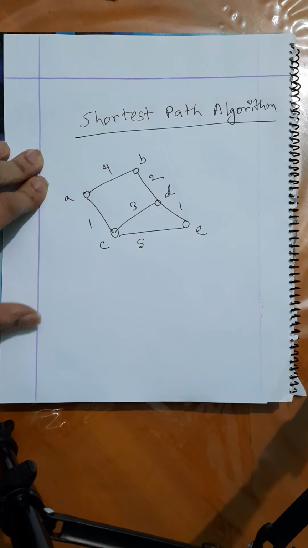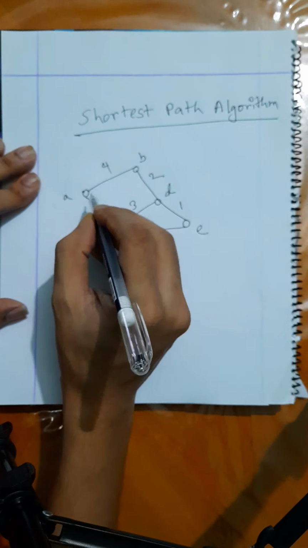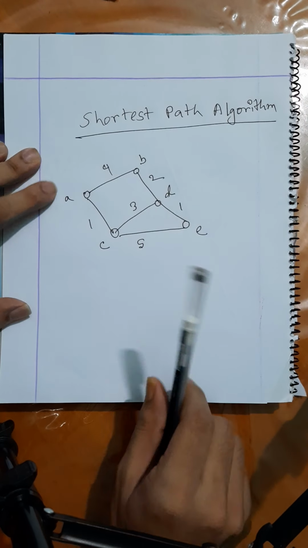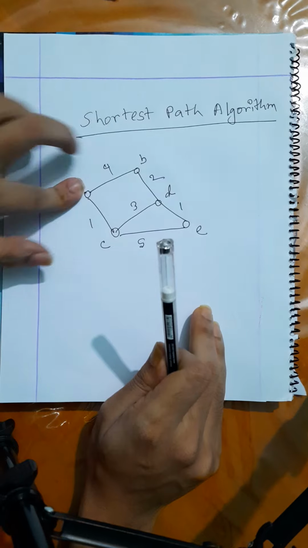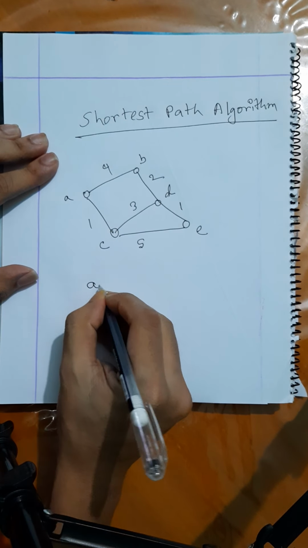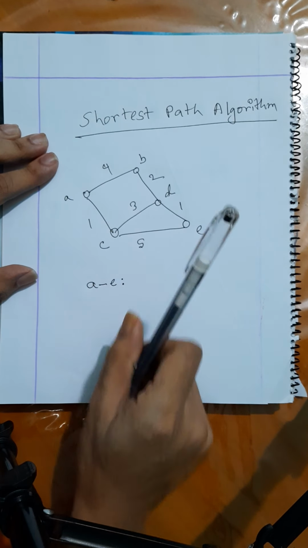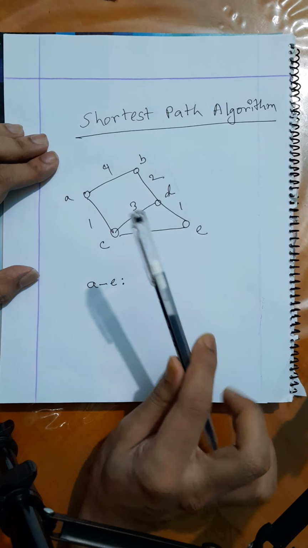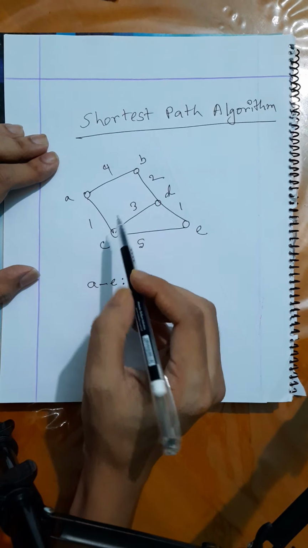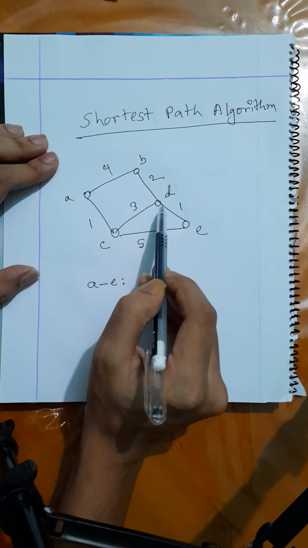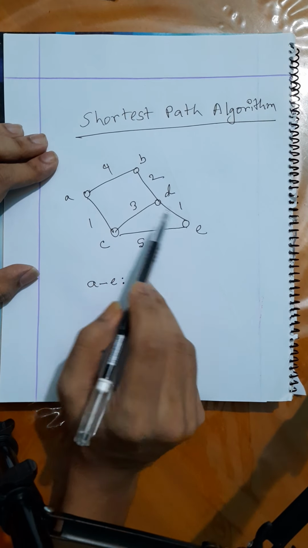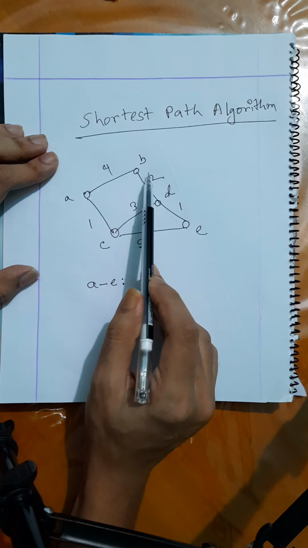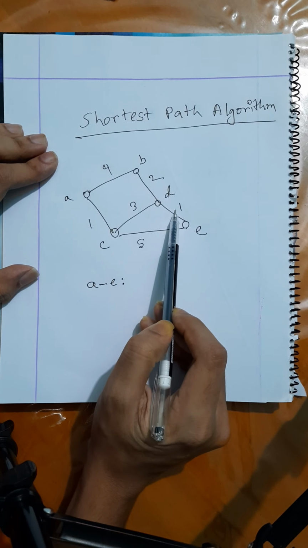So let's say we want to determine the shortest path from A to E. So there are multiple ways from A to E, right? One of the possible ways can be from A to B to D to E, and the cost of this path is going to be 4 plus 2 plus 1, that is 7.